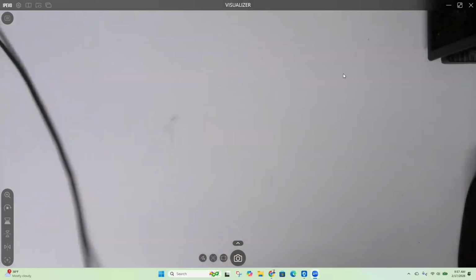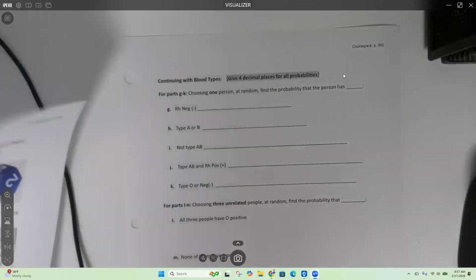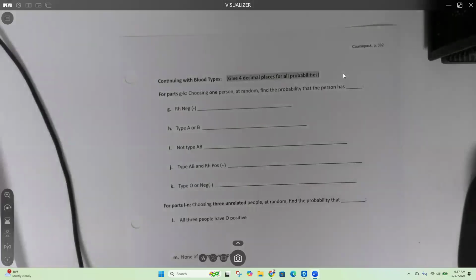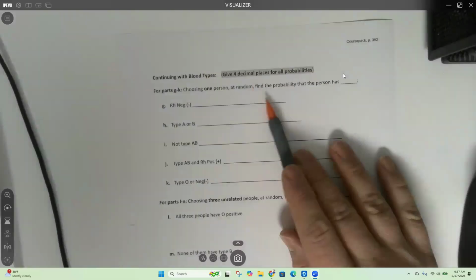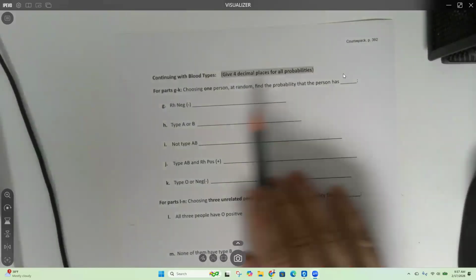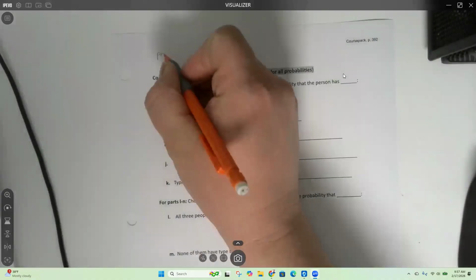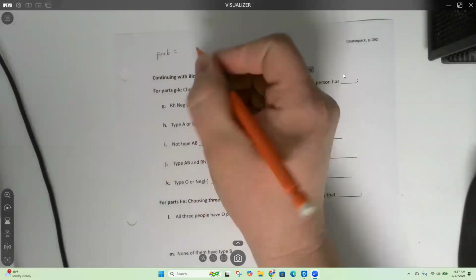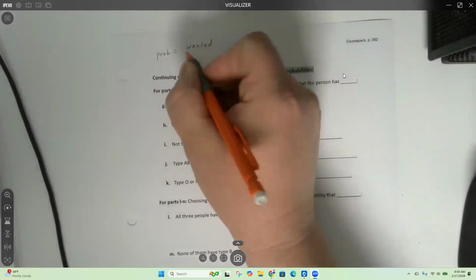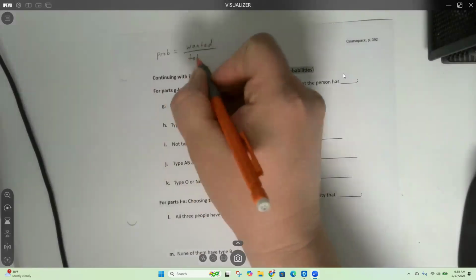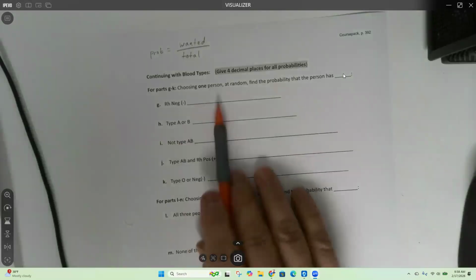All right. We're going to continue talking about blood type on page 392, so I need to not throw that away. Choosing one person at random, find the probability that the person is Rh negative. So again, probability is you're going to write out the number of wanted outcomes divided by the total number of outcomes. Okay. So I'm going to skip that one.